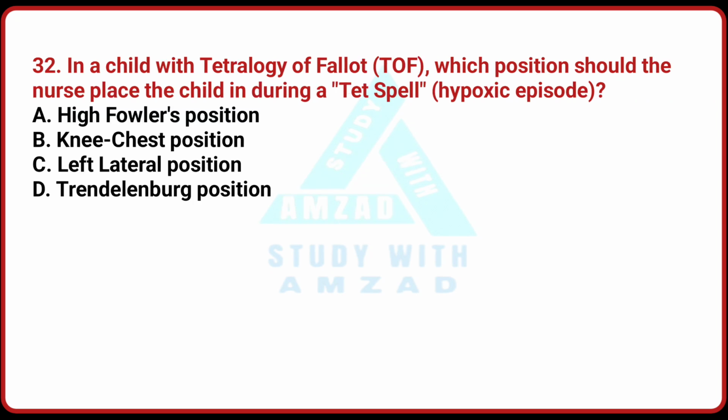Next question. In a child with tetralogy of Fallot, which position should the nurse place the child in during a TET spell? Option A, high Fowler's position; option B, knee-chest position; option C, left lateral position; option D, Trendelenburg position.